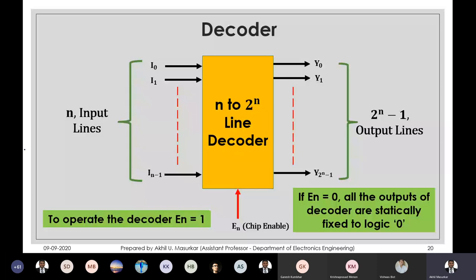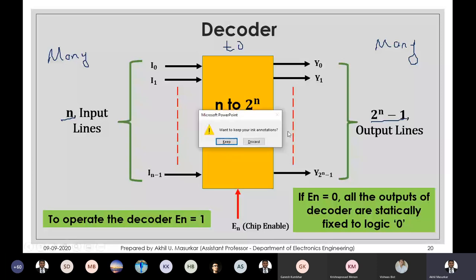So we can see here there are many inputs and there are many outputs. So decoder is many to many. Copy this, and please note the number of inputs are always n, and here we have 2 raised to n minus 1. This has to be 2 raised to n. This is not 2 raised to n minus 1, it has to be 2 raised to n.